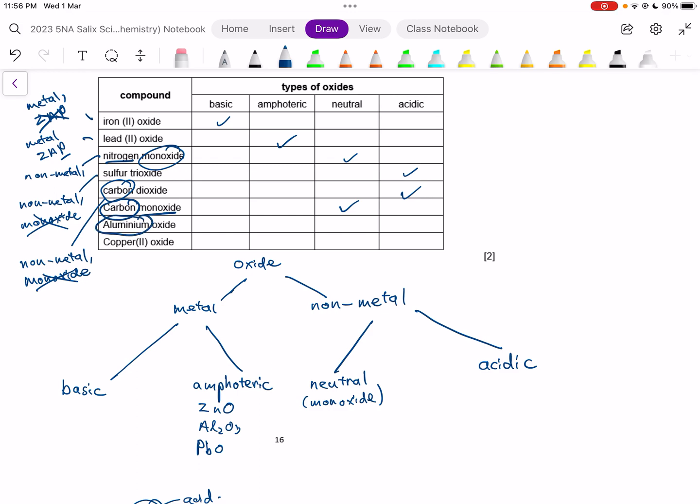Okay, last ones. Aluminium is a metal, and it's also the Z, right? Aluminium is the A, so this is amphoteric. And the last one, copper is a metal, but not the Z, so this one is basic.